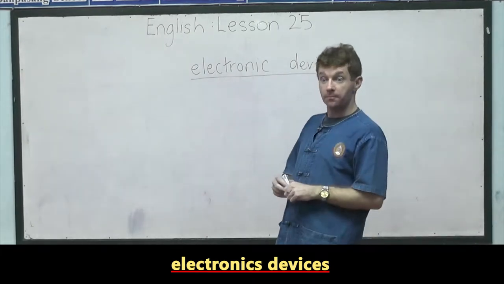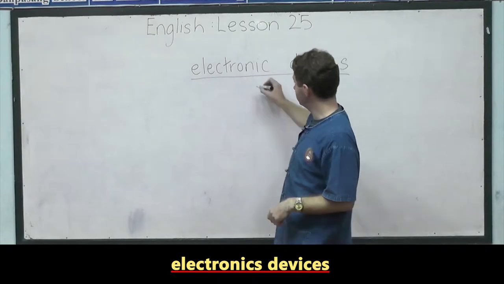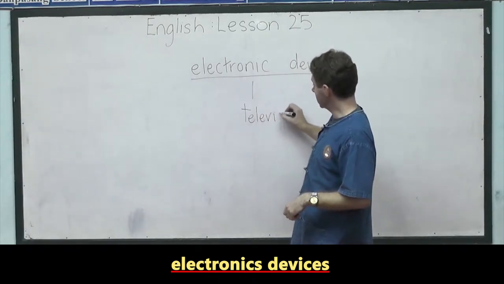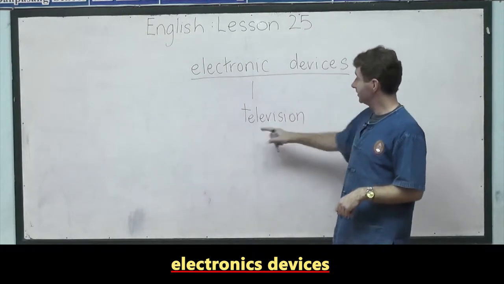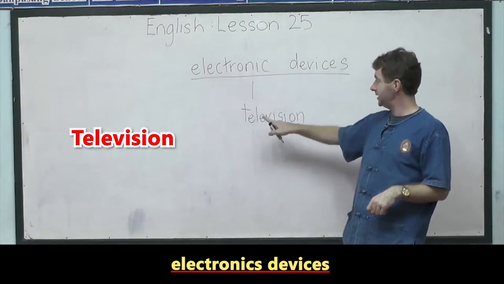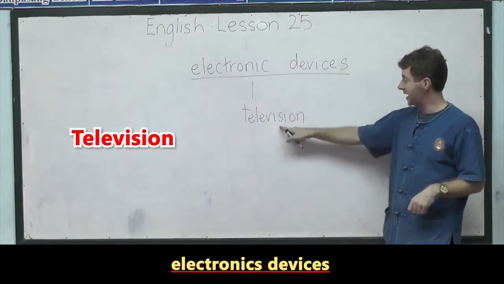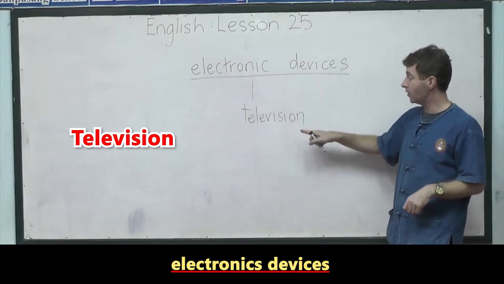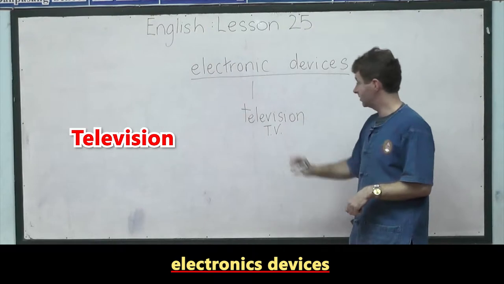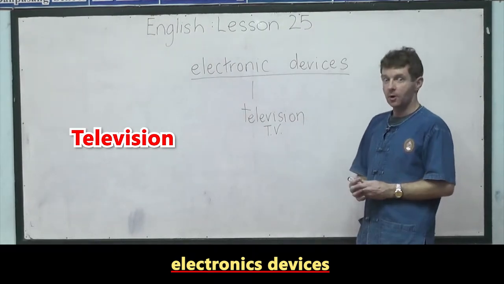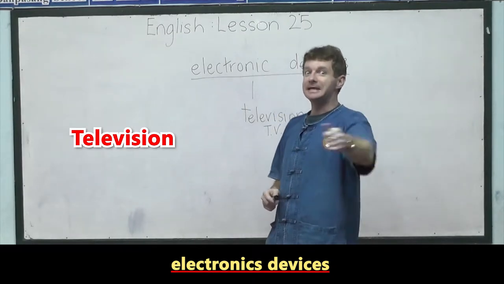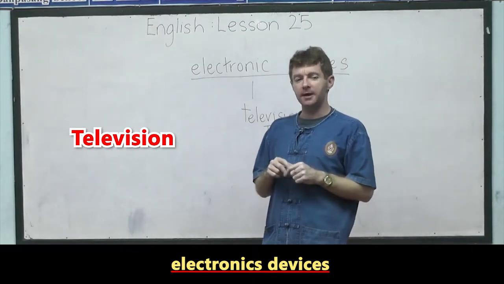So there we go. Teacher Wes has given you your first electronic device. Can you remember? T-E-L-E-V-I-S-I-O-N. Television. Or TV. So, who can tell me some other ones we learned? CD player. Why do we use a CD player?